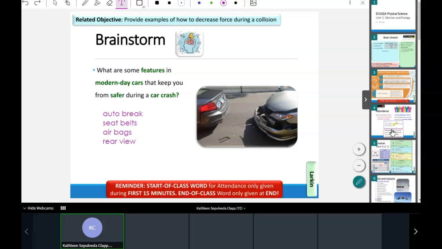Rear view mirrors, rear view cameras. Yes, excellent. Good, excellent. Backup video. I don't even know what kind of car it is. I just know it's much nicer than mine. I think it's a Mazda CX-9, but it has all the bells and whistles. Yes, Micah, bumpers. You know, we have much softer bumpers. So yeah, all of these things are what makes our car safer.